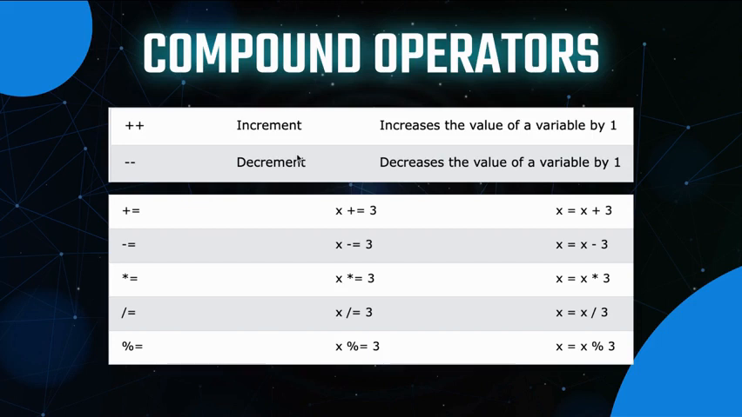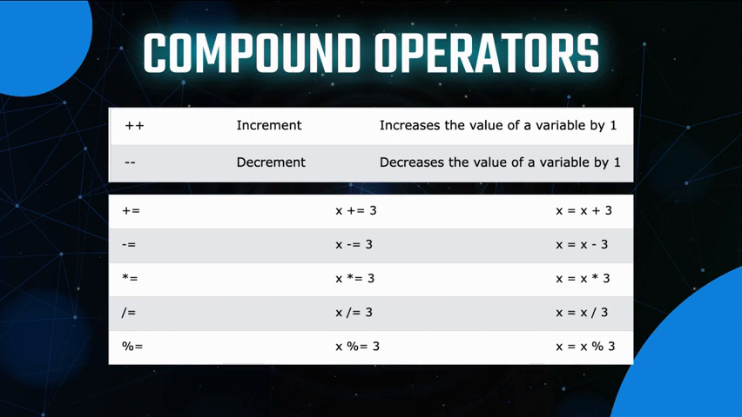So today we're going to be talking about compound operators. We learned from the previous video about regular operators, but now we have something known as compound operators. As you can see here, I'm just going to go down this table and explain what each one does. The first one is signified by two plus signs, and this signifies the increment operator. Essentially, you would put a variable, and then you'd put the plus plus right after it, and this will actually increase the value of the variable by one.